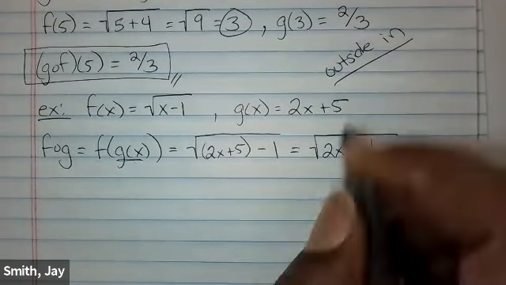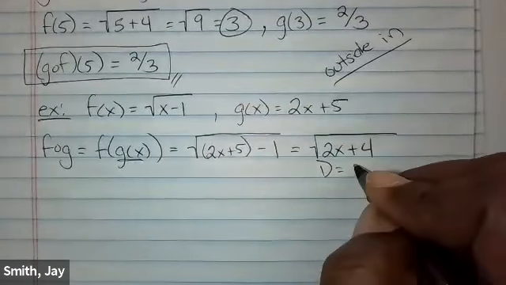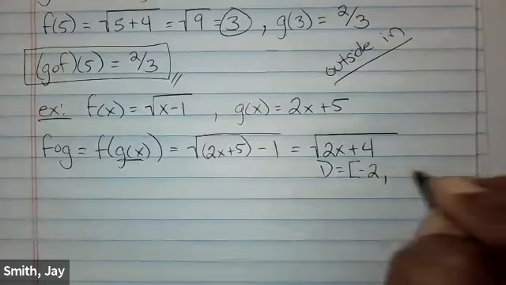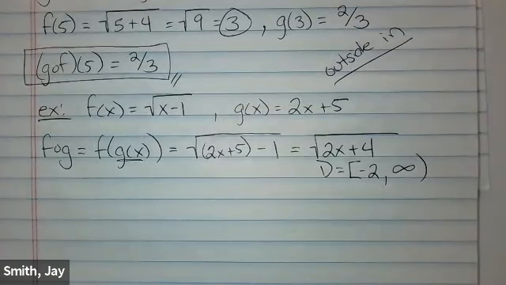Now the domain for this particular function in interval notation will be open bracket -2 to infinity, close parentheses. And I'll remind you guys of how we get this domain after we go over g composed with f.